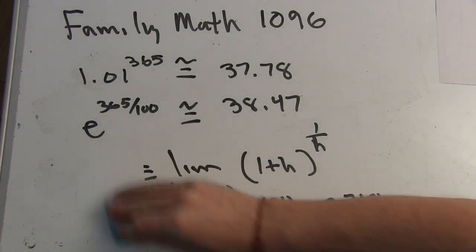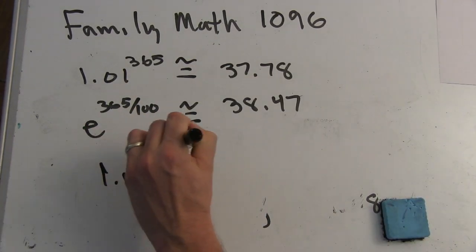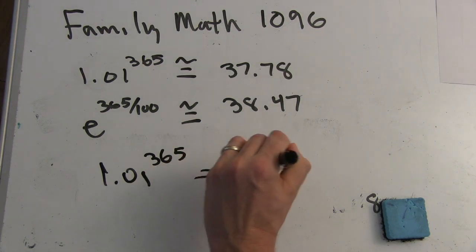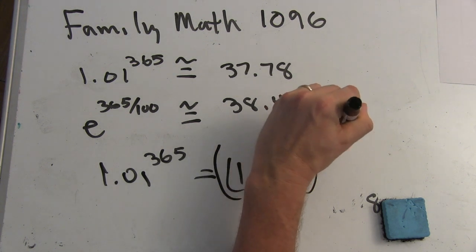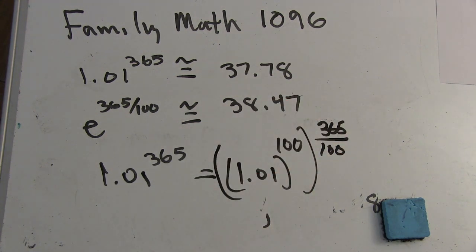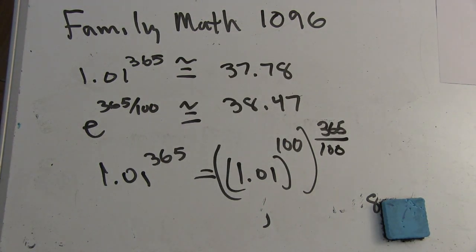We could say that this 1.01 to the 365 is 1.01 to the 100th to the 365 over 100. And so do you see why these two things ought to be near each other again? Yeah, so this is roughly e, and then that gives you this equation. So it's cool. e showed up 3 times this week in 3 different settings. This is setting number 2. All right, let's go to setting number 3.